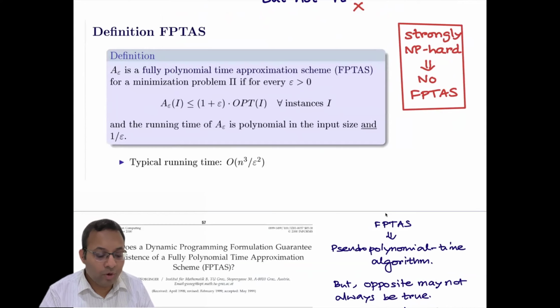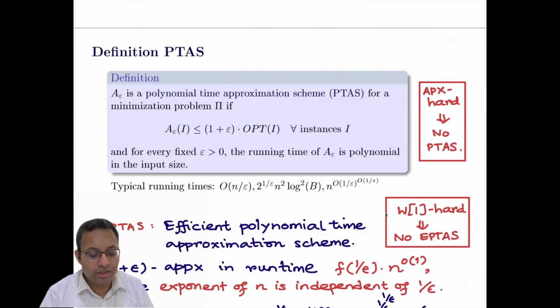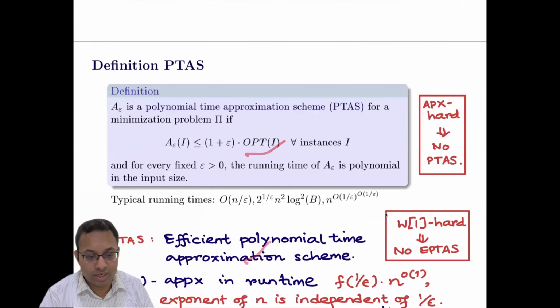For a fully polynomial time algorithm, we need the running time to be polynomial in both the input size and 1 by epsilon. So the runtime is typically something like n cube by epsilon square. It is polynomial in both n and 1 by epsilon. And we saw last time there are some examples of PTAS or EPTAS which have worse running time. They're still 1 plus epsilon approximations, but the runtime is worse.